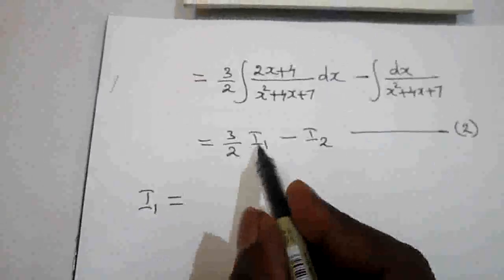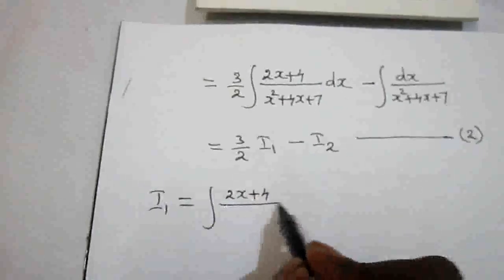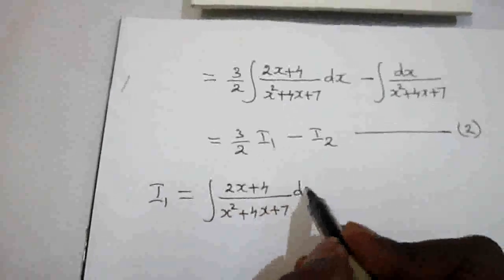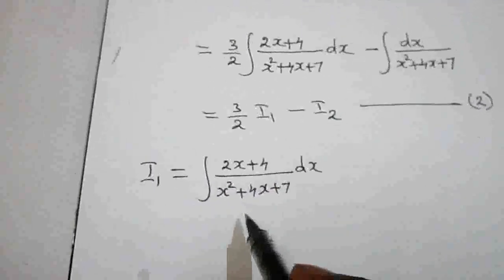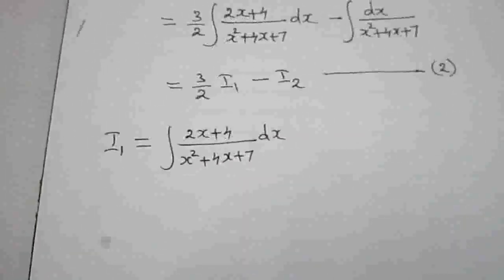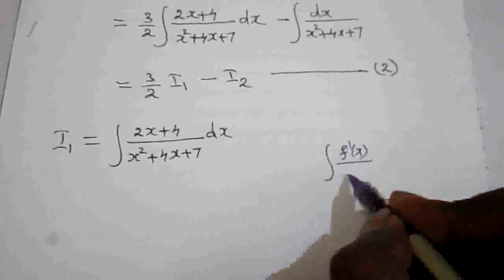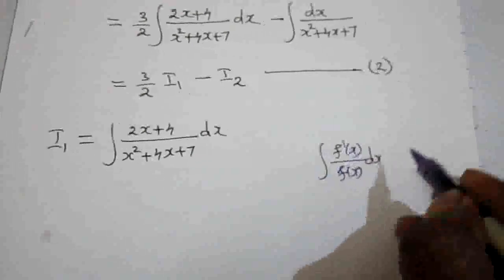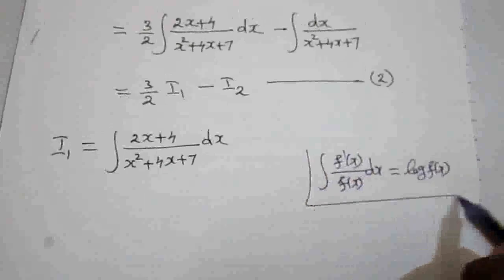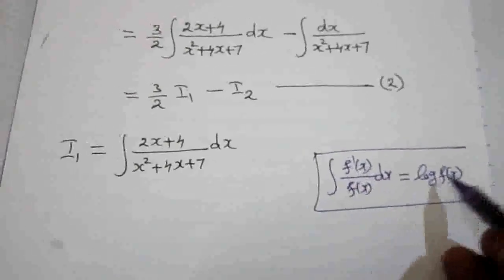I1 is the integral of (2x plus 4) divided by (x square plus 4x plus 7) dx. I want to integrate this, but you see the differential of the denominator is the numerator. So we have one formula: the integral of f dash of x by f of x dx is log of the denominator. This is one special formula. If the differential of the denominator is the numerator, then we can write log of the denominator.